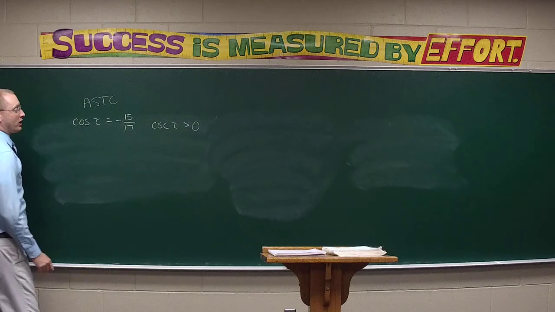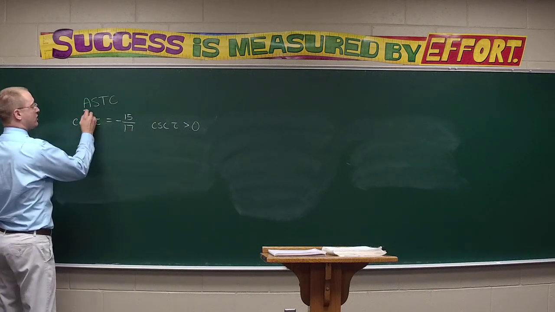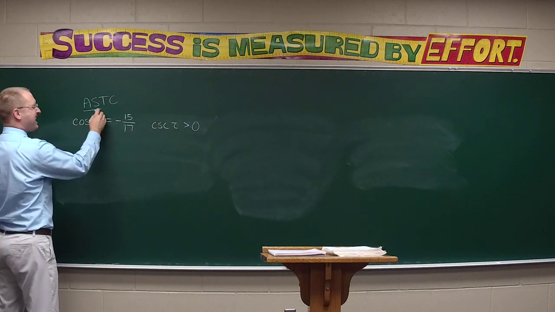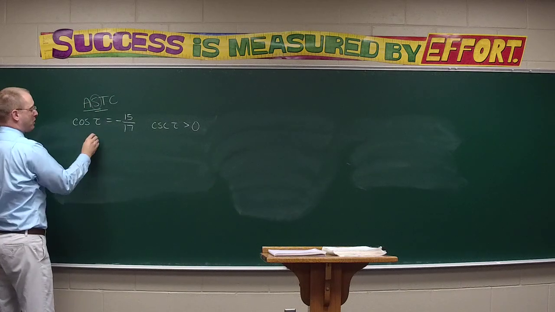Quadrant 2. Quadrant 2, because we know cosecant's greater than 0, which is either 1 or 2, while cosine's negative, which is 2 or 3, gotta be quadrant 2.